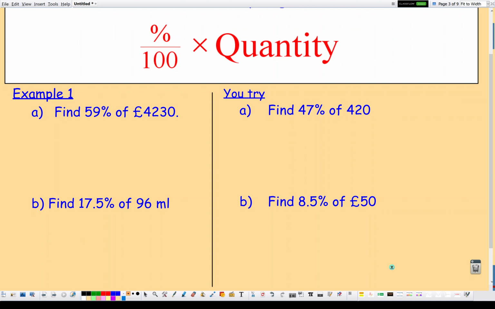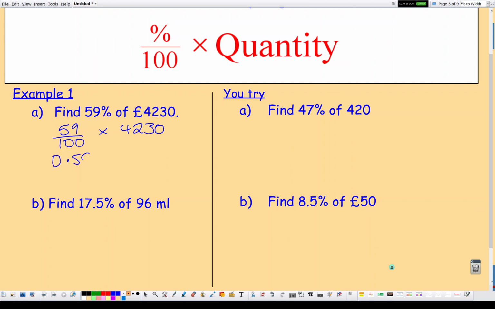If we start with example one, which is find 59% of £4,230. To find 59% of something, you take the percentage, 59, and divide it by 100. We will then multiply that by 4,230. If you do 59 divided by 100, it changes that percentage from a fraction to its decimal equivalent, which is quite simply 0.59.